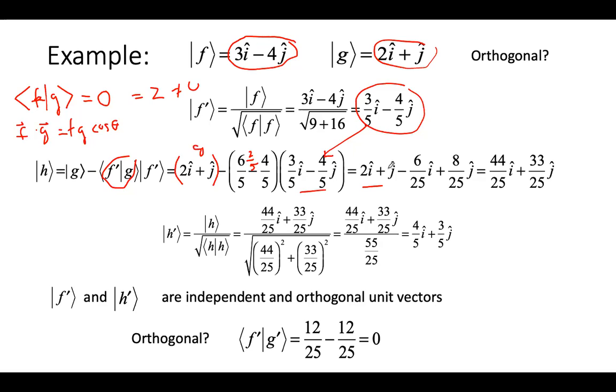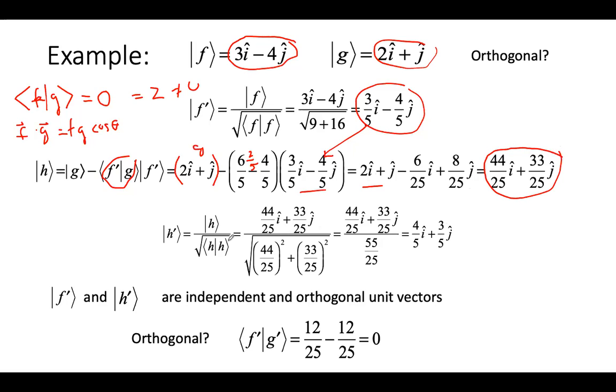50. And then this is 25/25 plus 8/25. 25 and 8 is actually 33/25. And so that is the vector that is, I guess, in the perpendicular direction to F. But it's not normalized yet. Okay. So the next thing you have to do is normalize that vector.